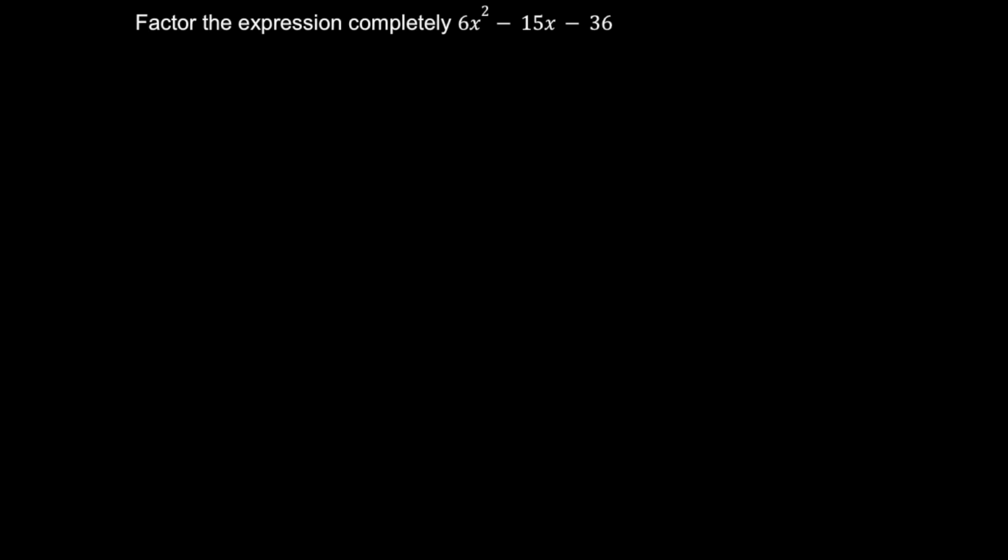Okay, so in this example, we're going to be factoring the expression 6x squared minus 15x minus 36. The first thing we want to check when we're factoring is to see if there's a common monomial that goes into all three terms. And in this case, there is. It looks like 3 goes into 6, 15, and 36. So we're going to want to pull out that common monomial before we do anything else. So I'll divide each term by 3, which will give me 2x squared minus 5x minus 12.